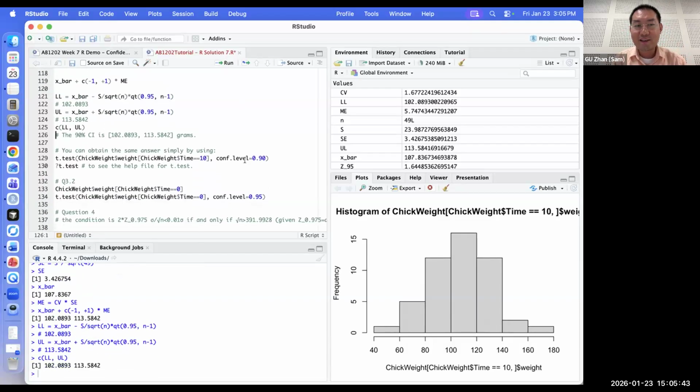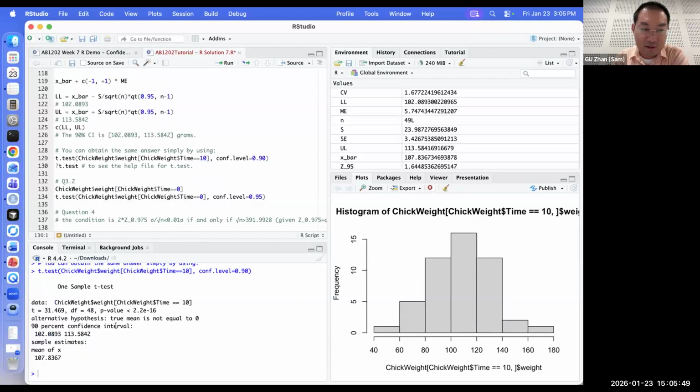So there's a trick here. You can obtain the same answer simply by using t-test. If you type t-test on this value, then set the confidence level to 0.90, you can get a 90% confidence interval straightforwardly. If you are sure this is a t-test, you can use the t-distribution to calculate the confidence interval, you can use this method.